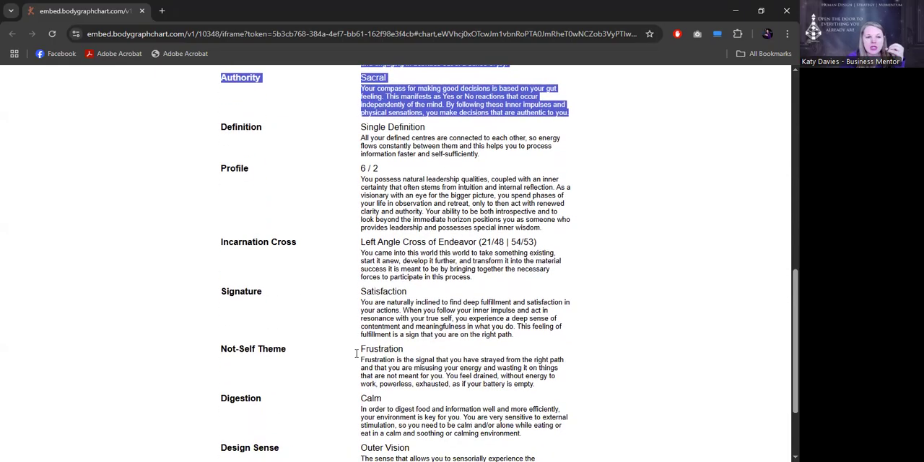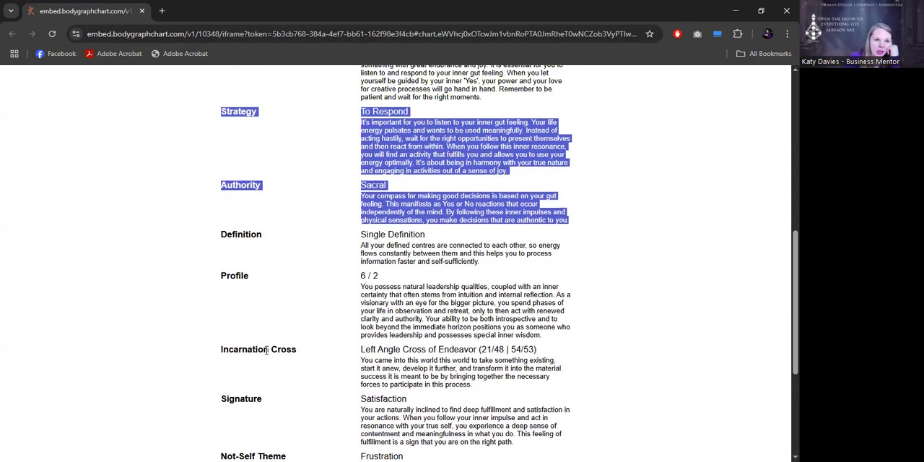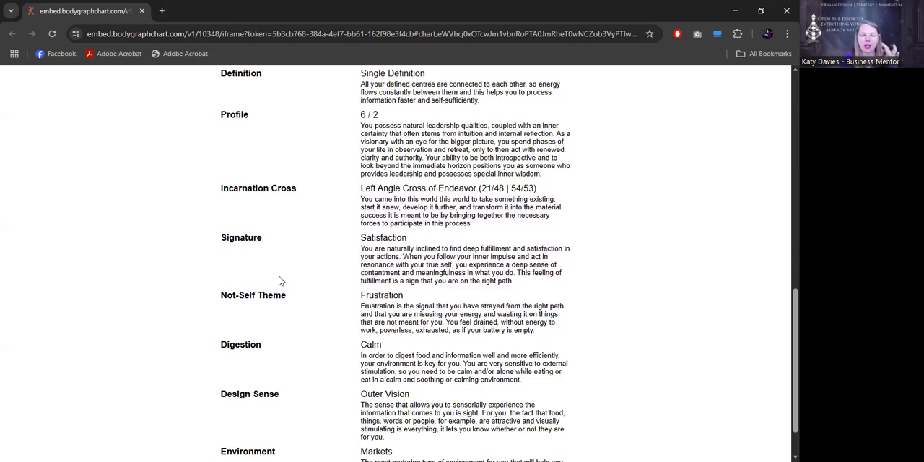Now, what this signature and not-self theme is trying to show you is how you can tell if you're on track or not. Like, are you in alignment or not? Were you following your strategy and your authority? Now, each type has their own version of this again.